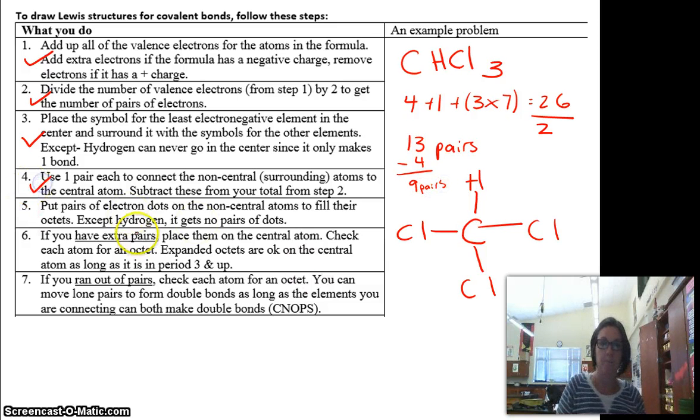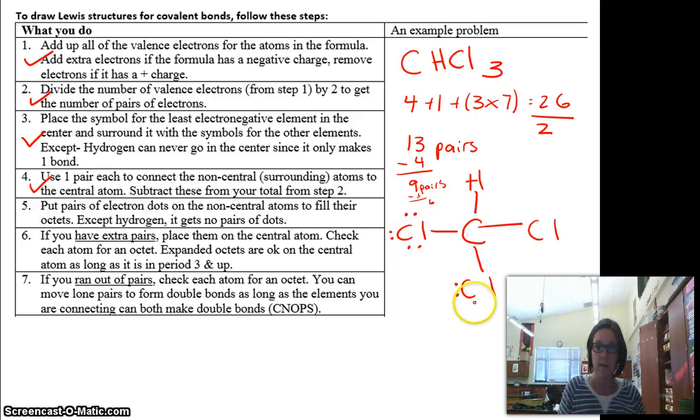So that's step 4. Step 5, we would put pairs of electron dots on the non-central atoms to fill up their octets. Except for hydrogen, it gets no pairs of dots. So I'm going to start with this chlorine, and I'm going to give it a pair of dots. That's 1. Here's 2. That's 3 pairs that I've used, so subtract that out, and I'm going to have 6 left. And then if I look, this one now has an octet. There's 1, 2, 3, 4, 5, 6, and this bond is 2 more electrons, so there's 7 and 8. This chlorine has an octet.